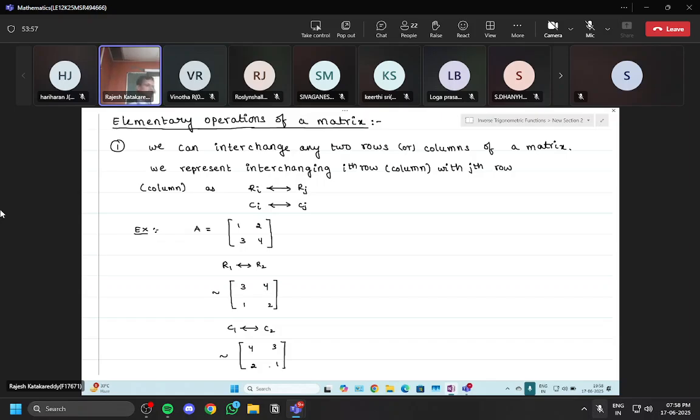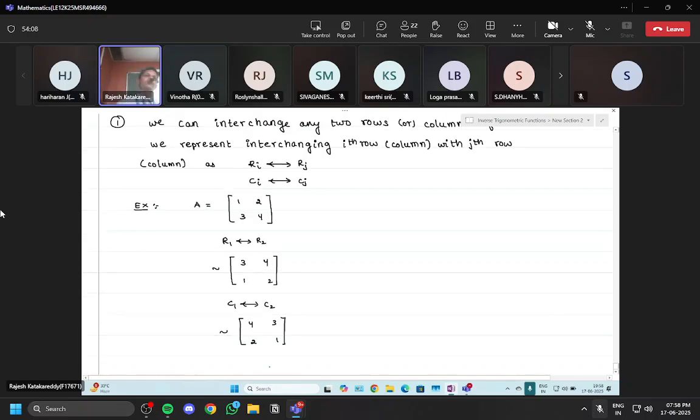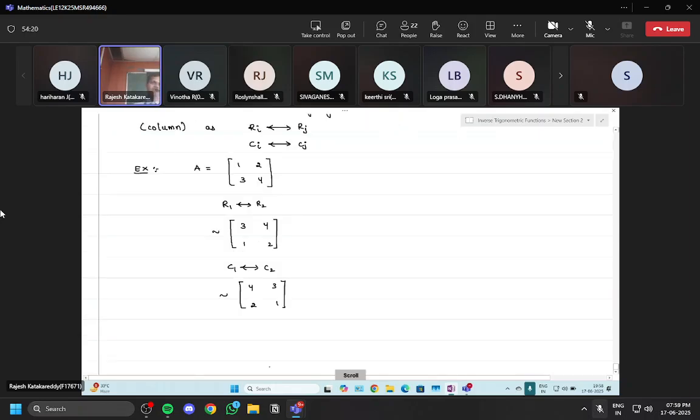This is the basic thing. Why do we do all these things? Maybe to find the rank of a matrix, maybe to find the inverse of a matrix. Clear? Can I scroll up? Everybody copied this? Understood? Two operations, one I did for rows, another for columns. When we solve some problems, you will understand more.